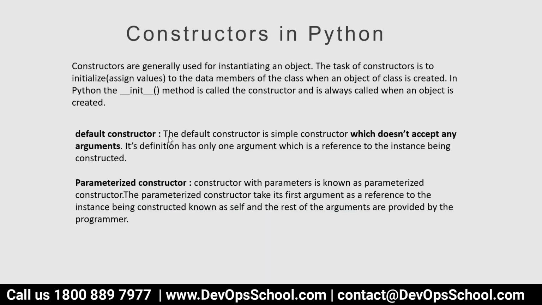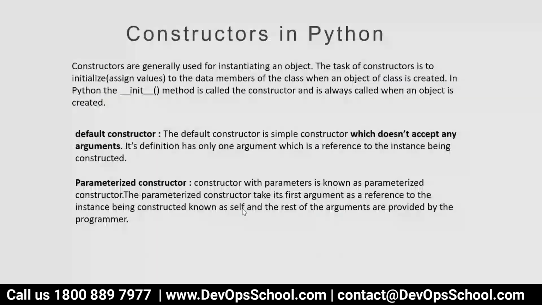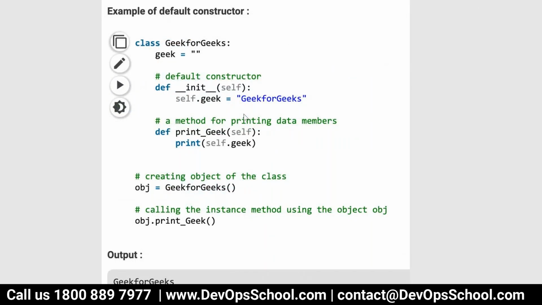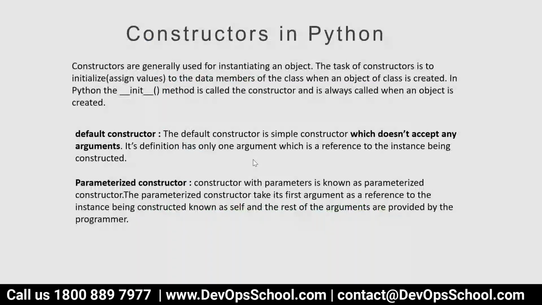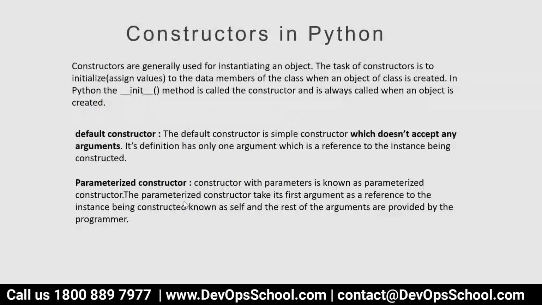So this is the default constructor __init__. The default constructor is a simple constructor which does not accept any arguments. Here, if you see, there are no arguments added, and that's the reason you can call it a default constructor. Its definition has only one argument, which is a reference to the instance being constructed, that means self. Now the parameterized constructor. A constructor with parameters is known as a parameterized constructor.